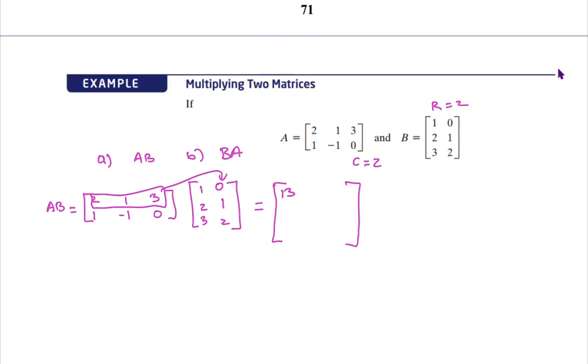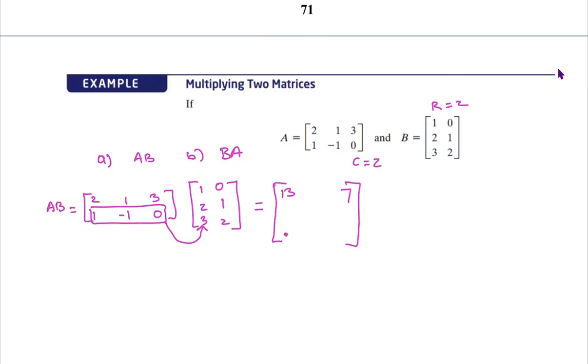2 times 0, 0, plus 1 times 1 is 1, plus 3 times 2 is 6, so that's 7. Now we're done with the first row of the first matrix. Let's work with the second row of this matrix. Row 2, column 1. Row 2, column 1 is here.